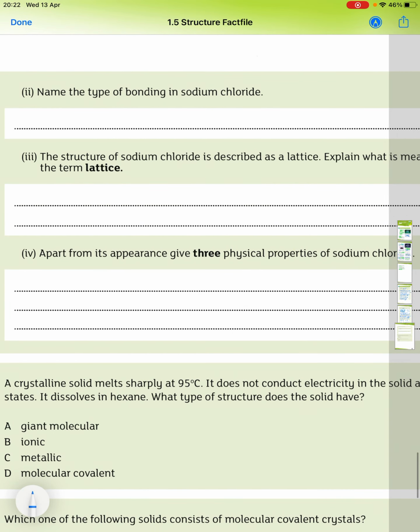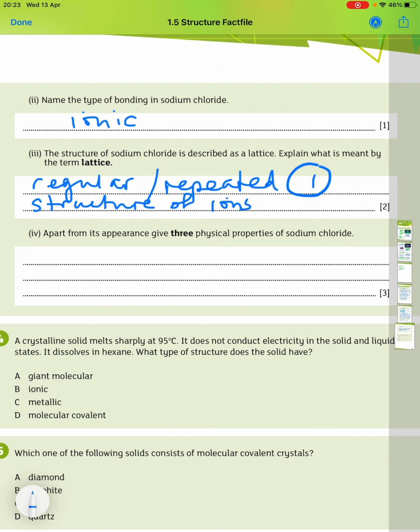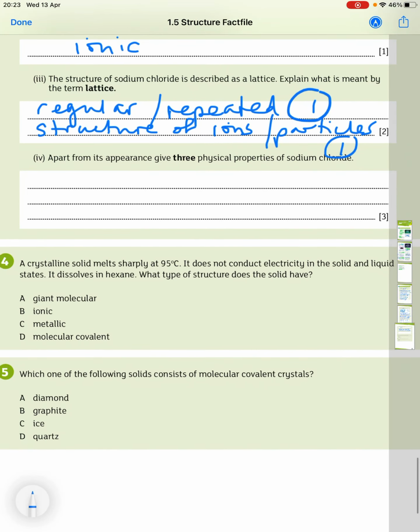Name the type of bonding then in sodium chloride. Very simple, 1 word, ionic. And it says the structure of sodium chloride is described as a lattice. Explain what's meant by the term lattice. 2 marks for this. So the first mark is for saying that it's regular or repeated. And the second mark is for saying that it's a structure of ions or particles.